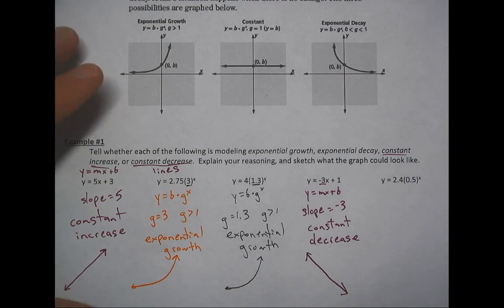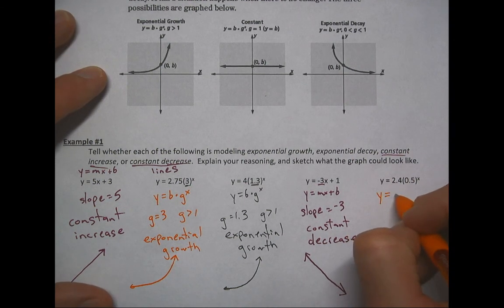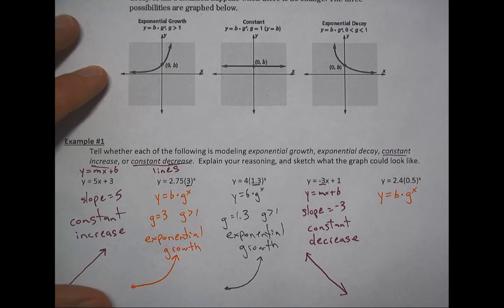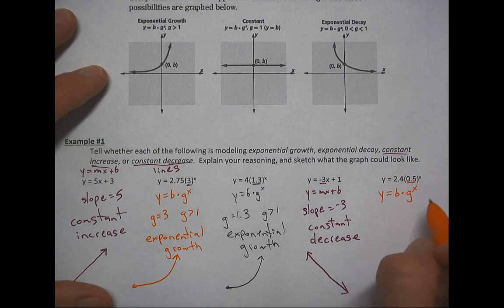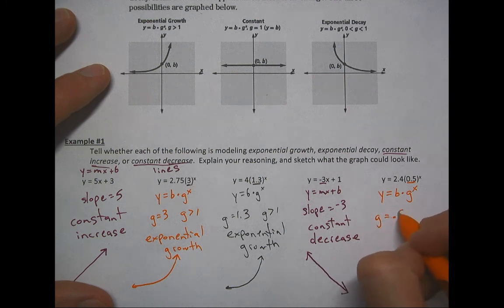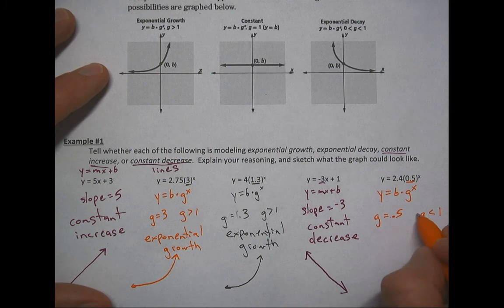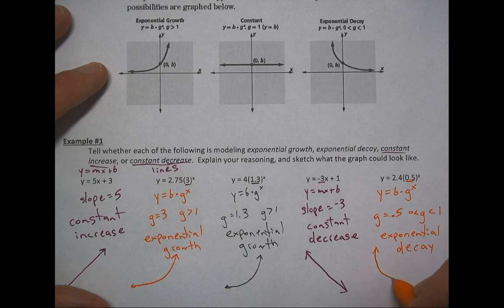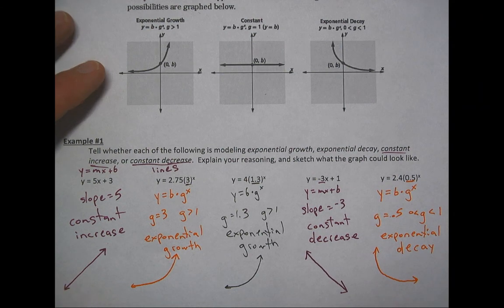All right, and last but not least, we have another equation here that's in the form y equals b times g to the x. Looks like exponential growth or exponential decay. The number in here is not 1, so this is going to be either growth or decay. So g is 0.5, and that means g is less than 1, and of course greater than 0. And so this represents exponential decay. This is something that is decreasing over time, but not at a constant rate, and it's going to create a curved line on the graph.